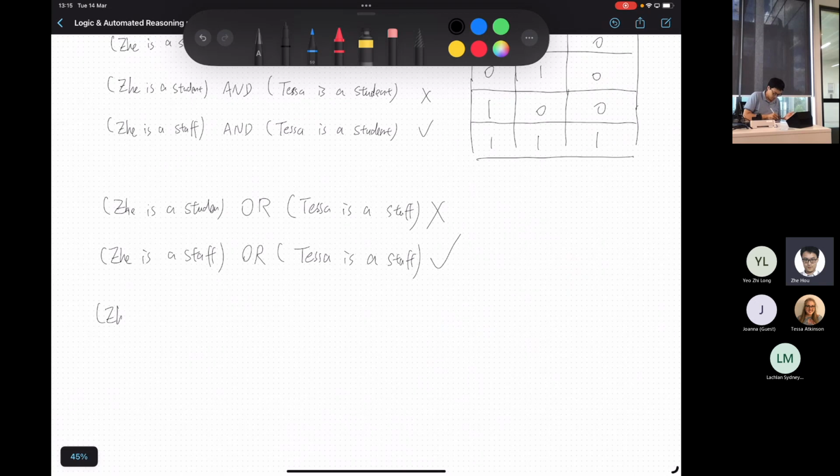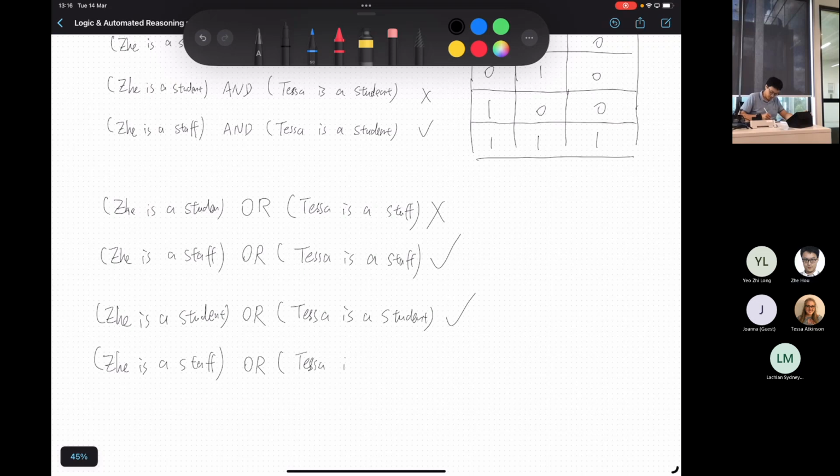And the third one, Z is a student or Tessa is a student. What about this one? False or true, you get true. And if I say Z is a staff or Tessa is a student, so true or true, obviously you get true.